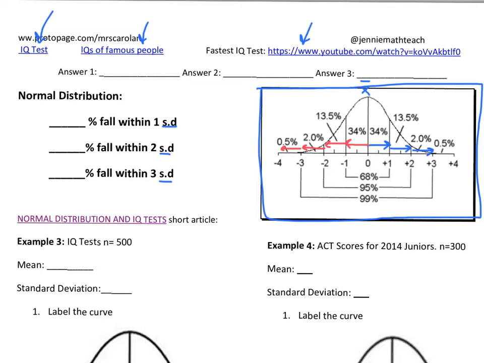So when we talk about data falling within a certain percentile or within a certain number of standard deviations, if you want to be within 1 standard deviation away from your mean, that means you're plus or minus 1 away. So we take the 34% and the 34% and add them up, and you'll see we get that number down there, 68%.